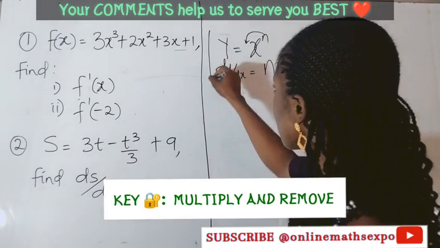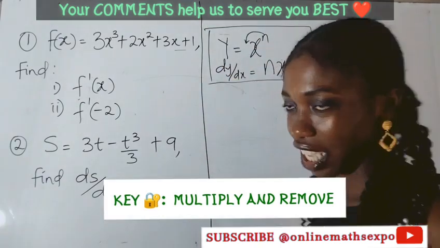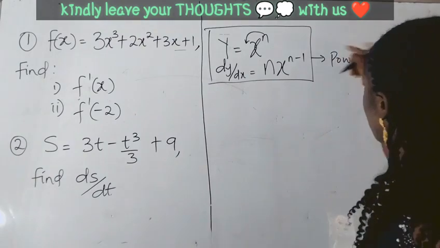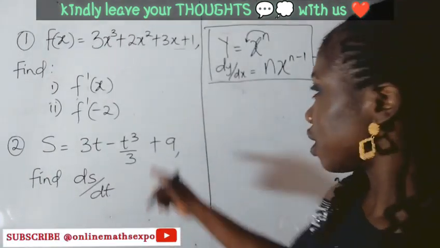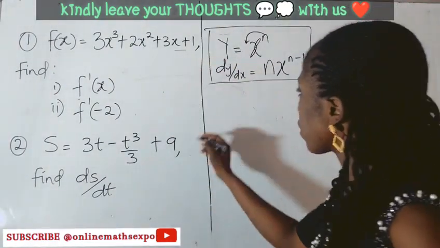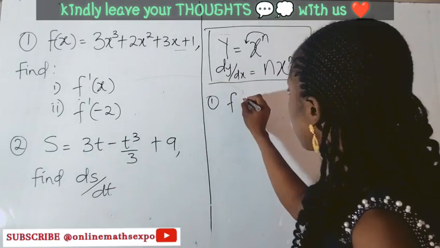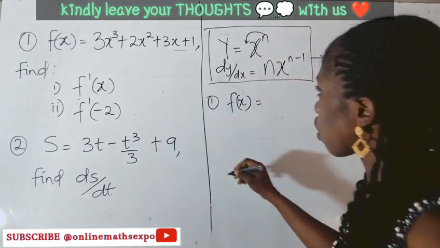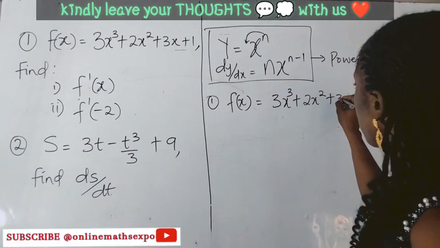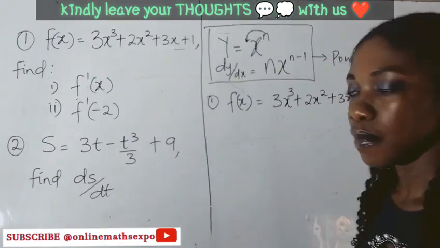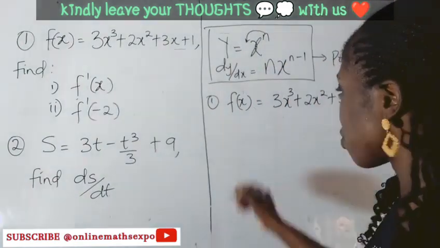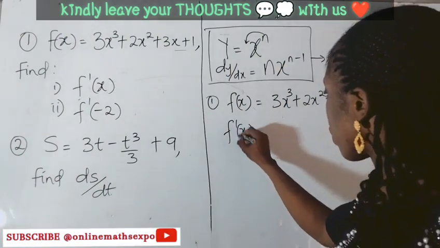So for you to do this, it means you have differentiated. We call this the what? The power rule. So this will be our key for these particular questions. Now let's do it together. Okay, we have question 1. We are told that f of x is equal to 3x to the power of 3 plus 2x squared plus 3x plus 1. So to find f prime of x, which is the same as to differentiate, this is what we are going to have.